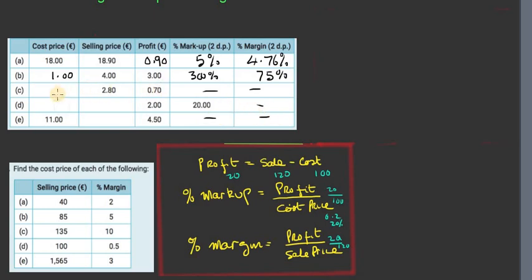But you do have to work out how you work out the cost price here. If I've got a profit of 70 cents and a selling price of 2.80, that means that this here was 2.10.